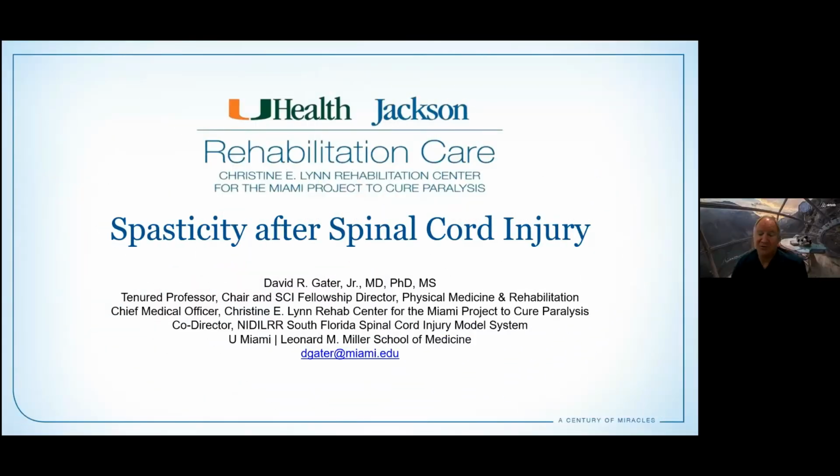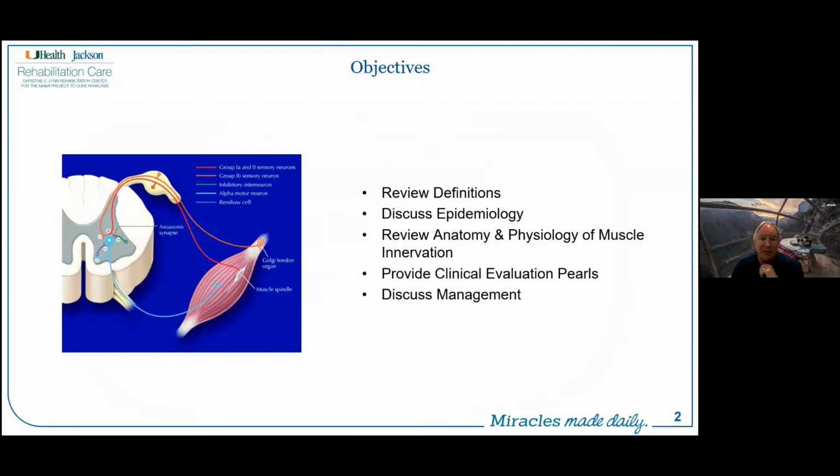Good afternoon, all. We'll continue on with our spinal cord injury lecture series. Last week, we spoke about autonomic dysfunction and sympathetic reflex activity. This week, we're going to talk about musculoskeletal reflex activity, so spasticity after spinal cord injury. We will talk through a little bit of the definitions and the epidemiology that goes along with that. Obviously, we'll be reviewing some anatomy and physiology, both for muscle innervation, but as well, we will talk through the clinical evaluation of spasticity and then talk about management options.